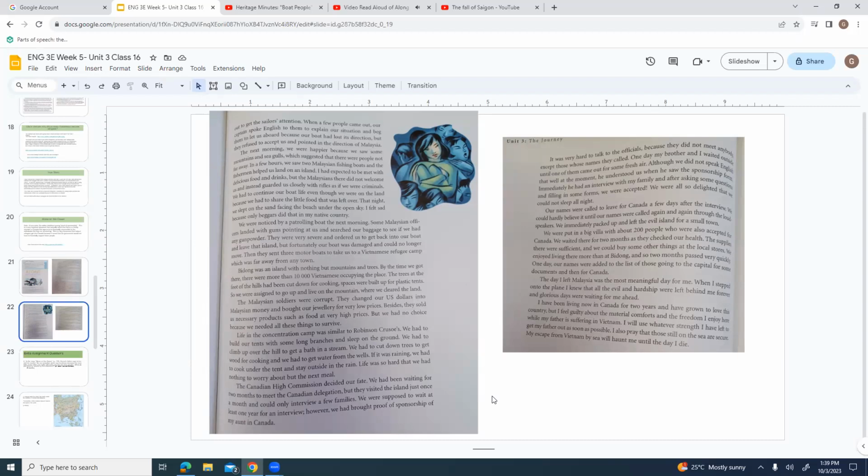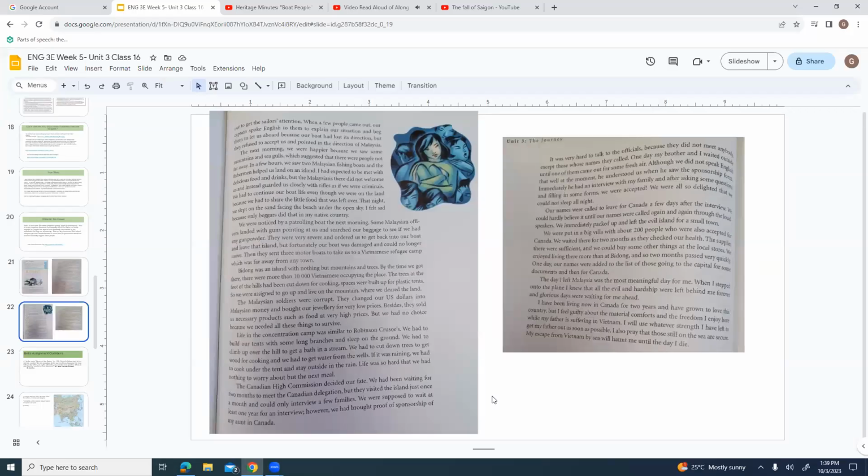Da Dang was an island with nothing but mountains and trees. By the time we got there, there were more than 10,000 Vietnamese occupying the place. The trees at the foot of the hills had been cut down for cooking. Spaces were built up for plastic tents. So we were assigned to go up and live on the mountain, where we cleared the land.